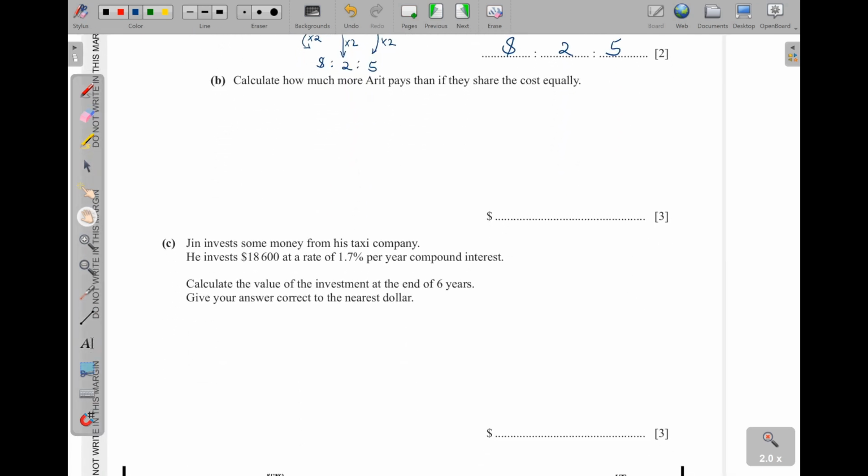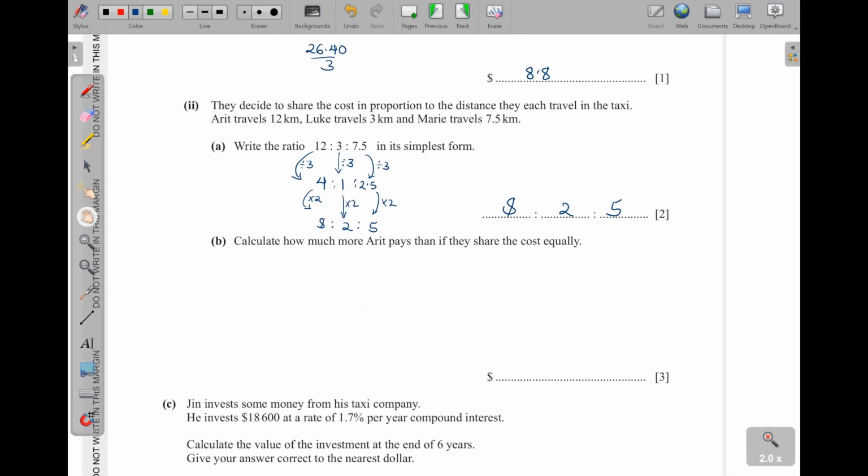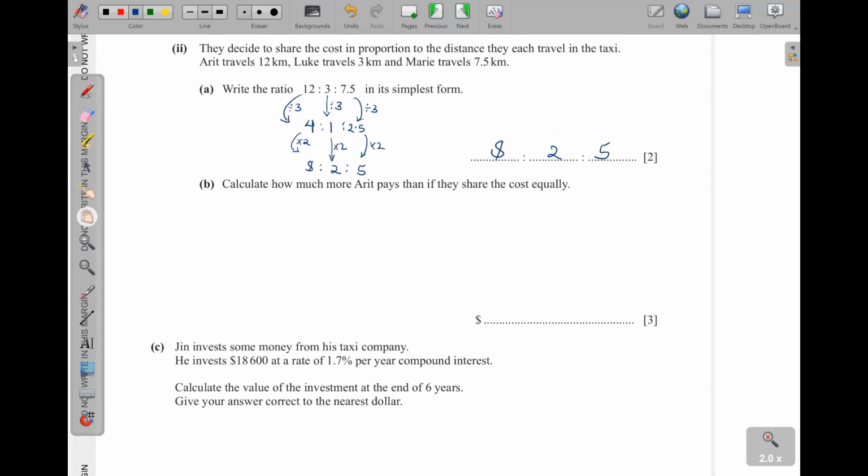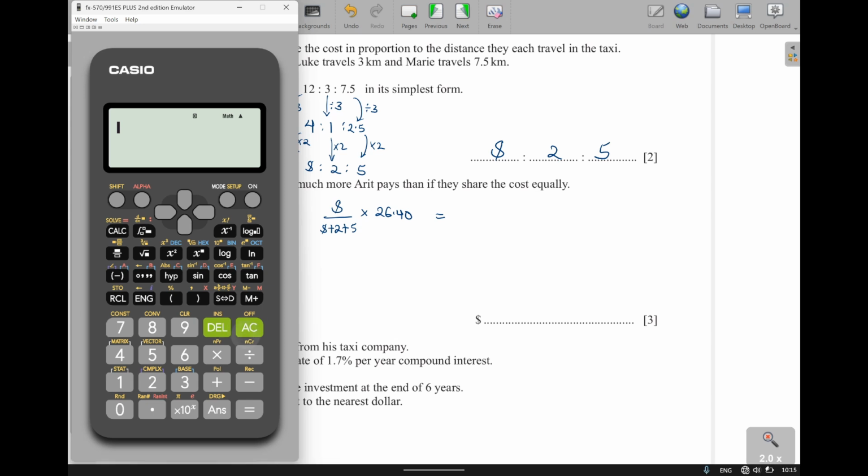Then part B, calculate. This is part B of Part 2. Calculate how much more Arit pays than if they share the cost equally. So let's look at what Arit here gets. Arit, it is going to be 8 out of the total, 8 plus 2, then plus 5, which is 15, then times 26.40. So put this in the calculator, we shall have 8 out of 15, then times 26.40. This one gives us 14.08.